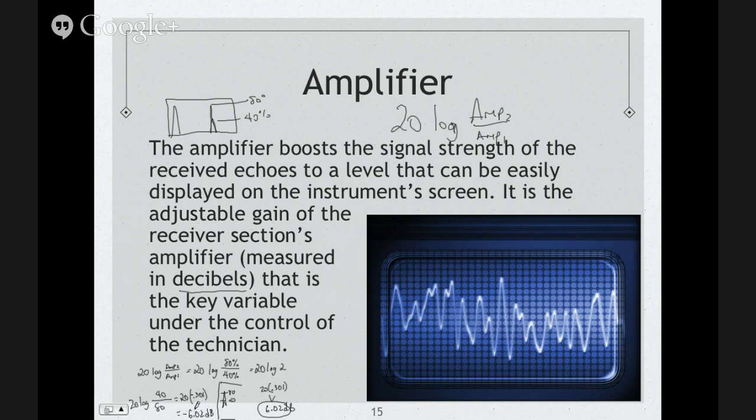Okay. So we're going to use this formula in a couple problems later on, but that's our amplitude formula for gain. And we said that gain is measured in decibels. Okay.